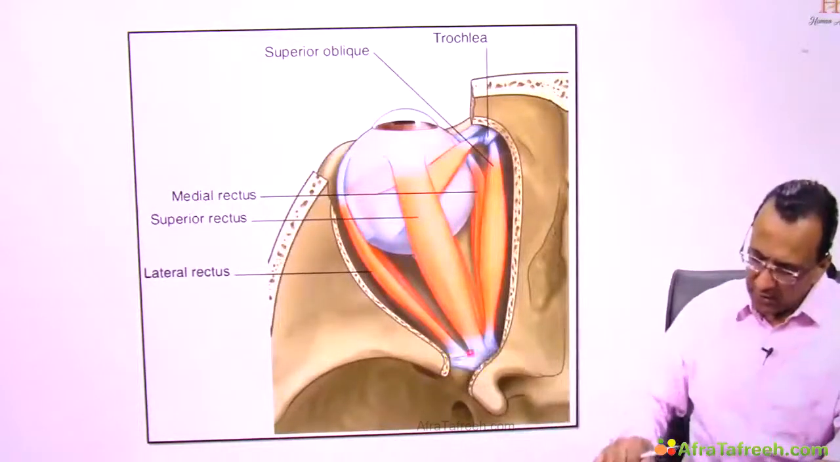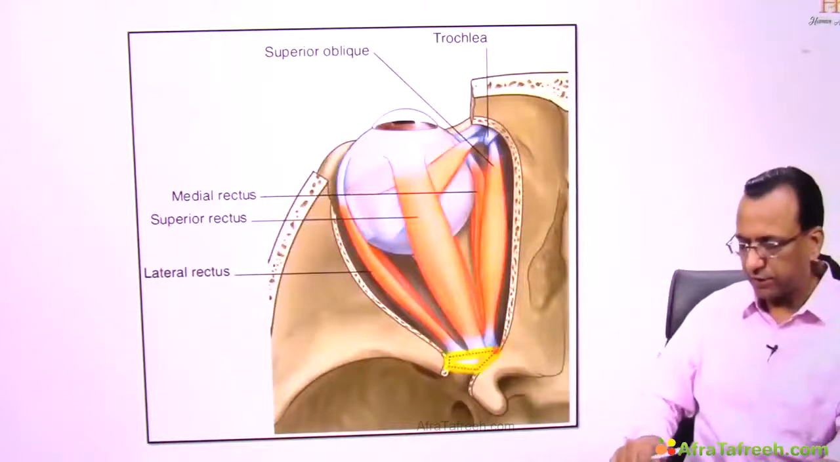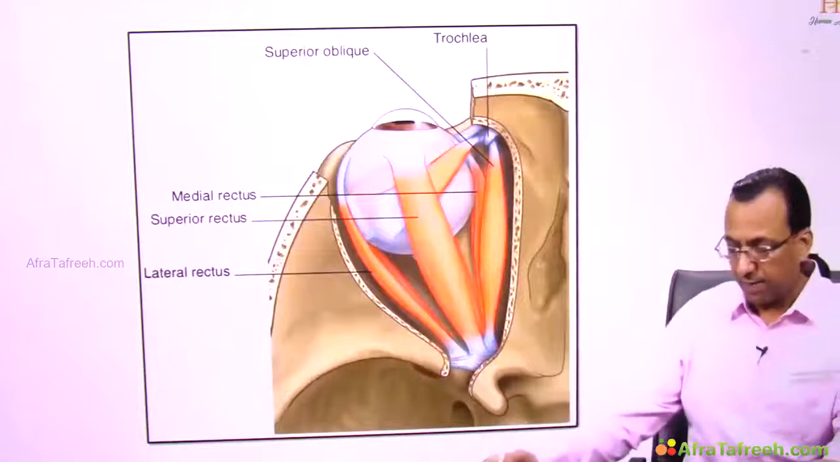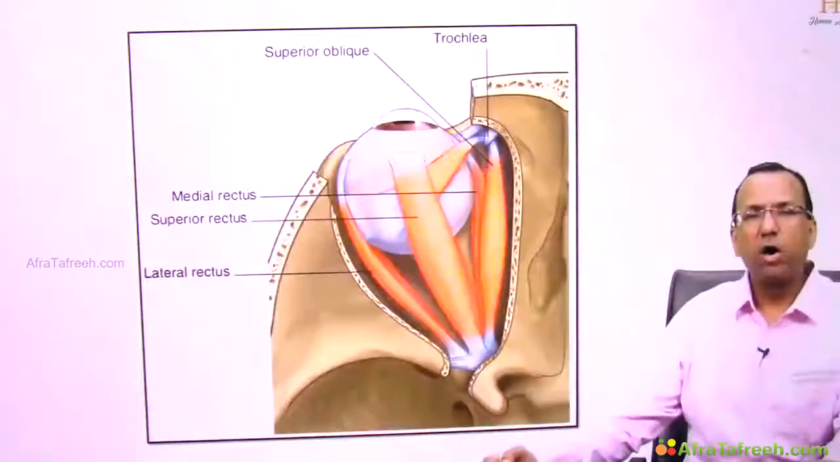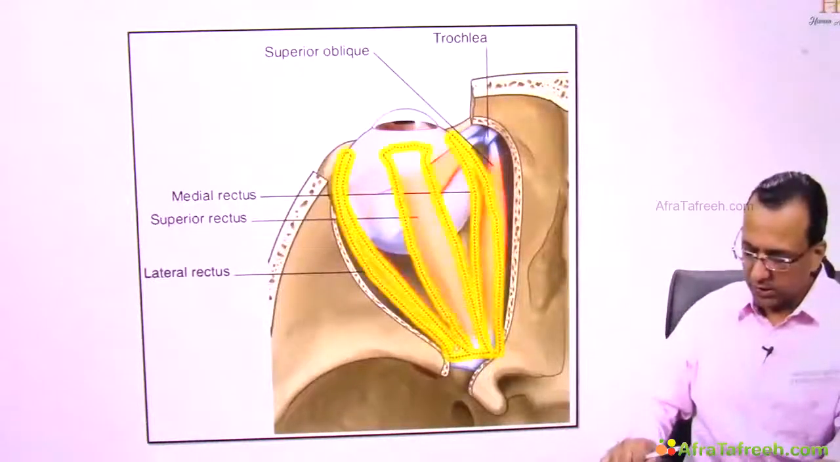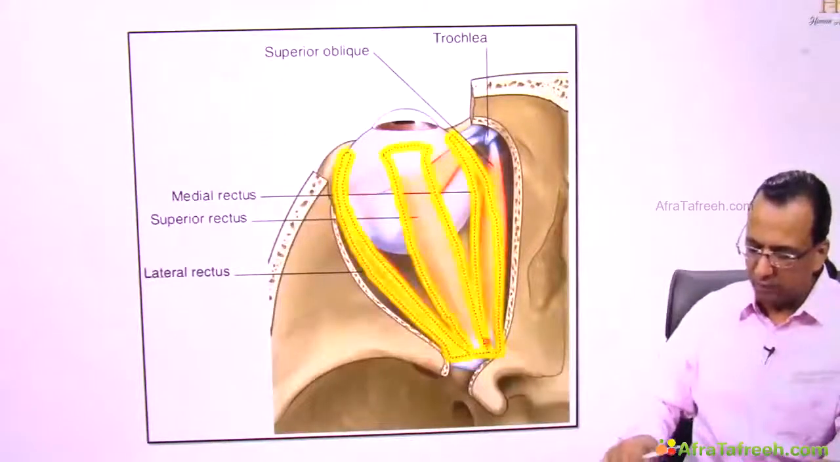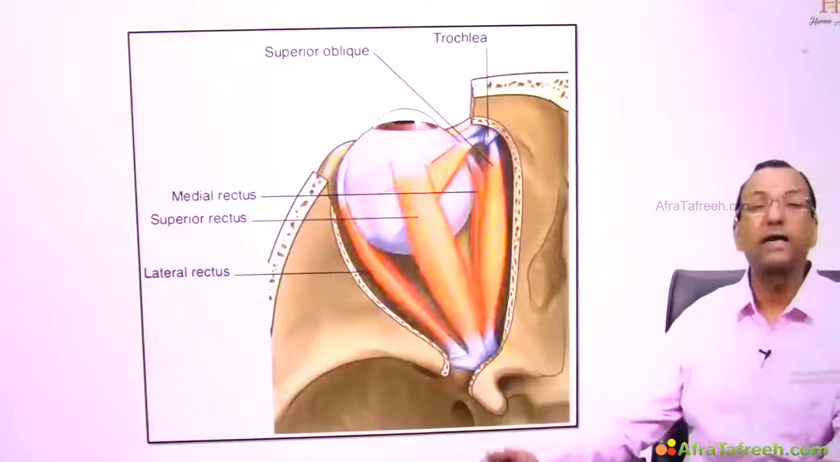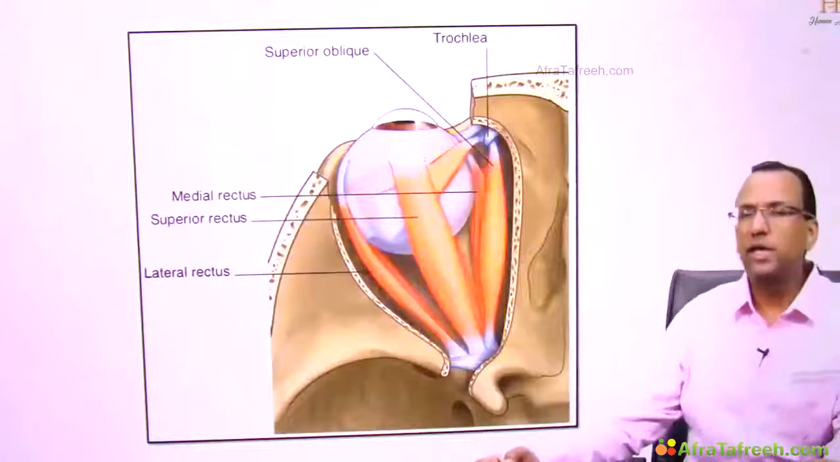You know, this is the common tendinous ring of Zinn, which is giving origin to four recti. And these are the four recti coming from the region of superior orbital fissure. So this is the region of superior orbital fissure where you have common tendinous ring of Zinn giving four recti muscle inserting into sclera of the eyeball.